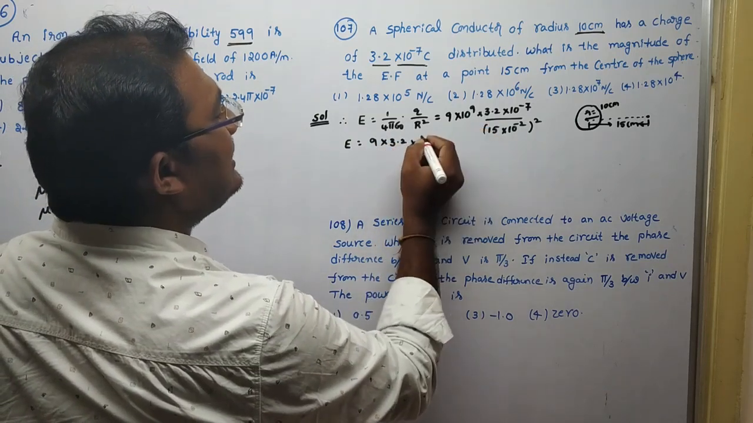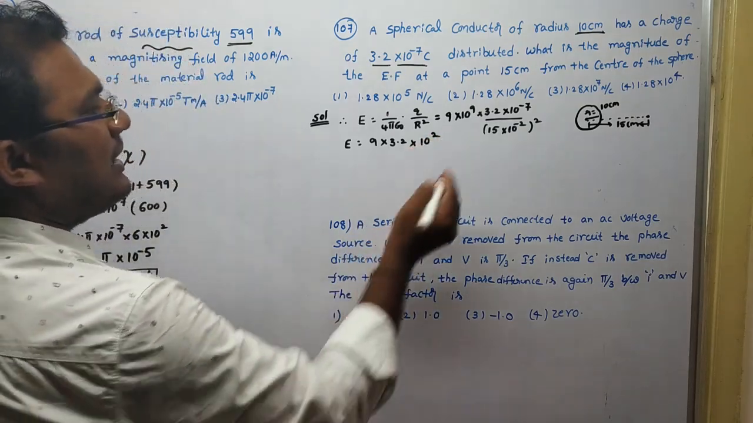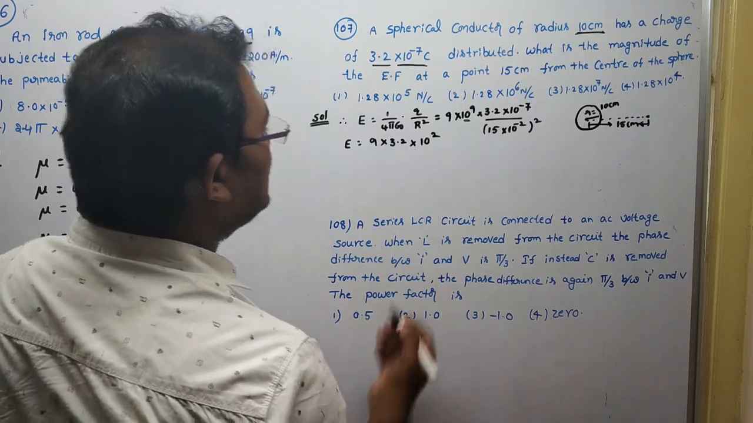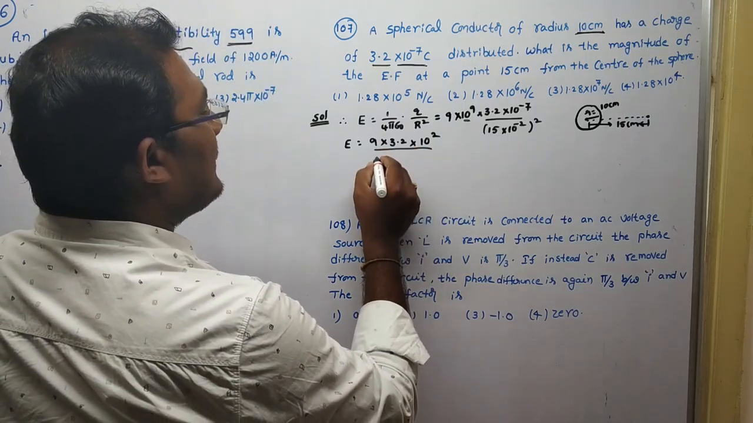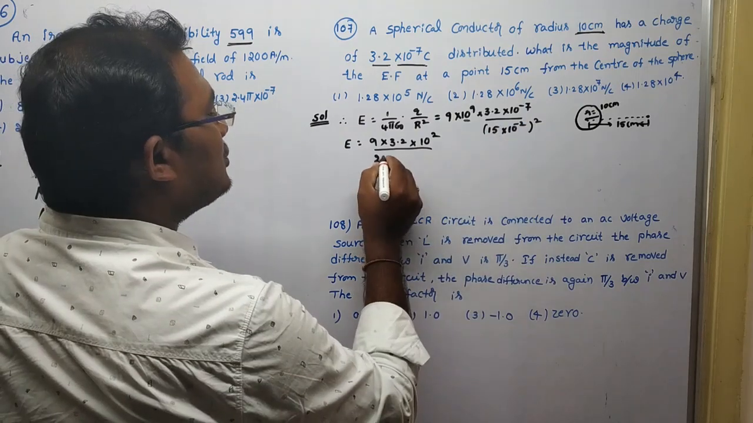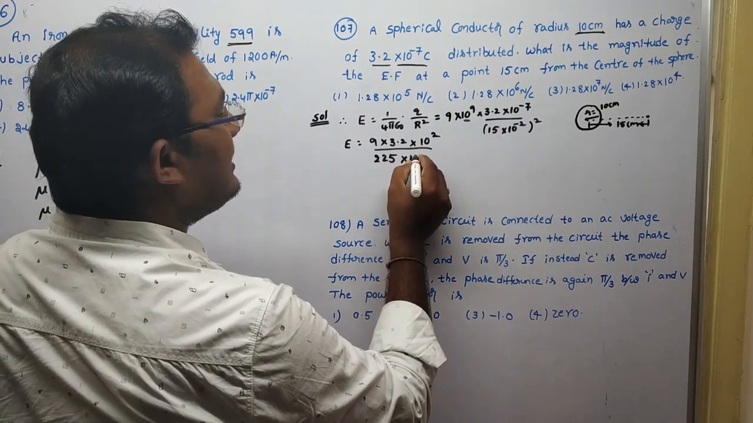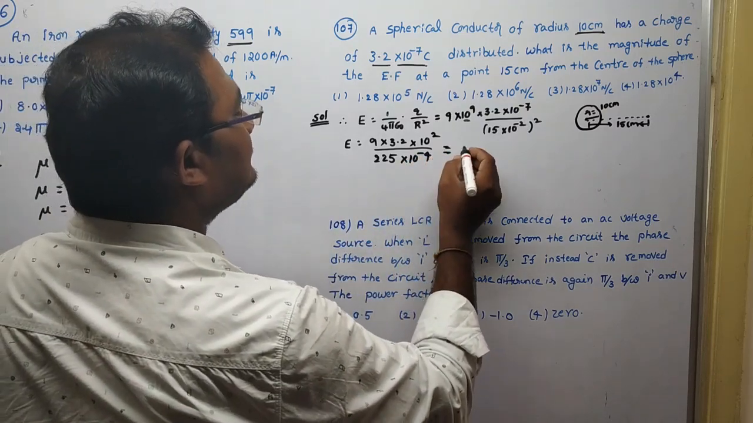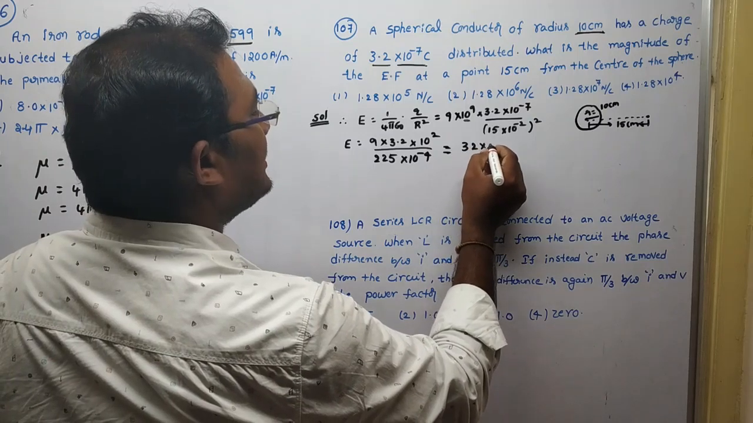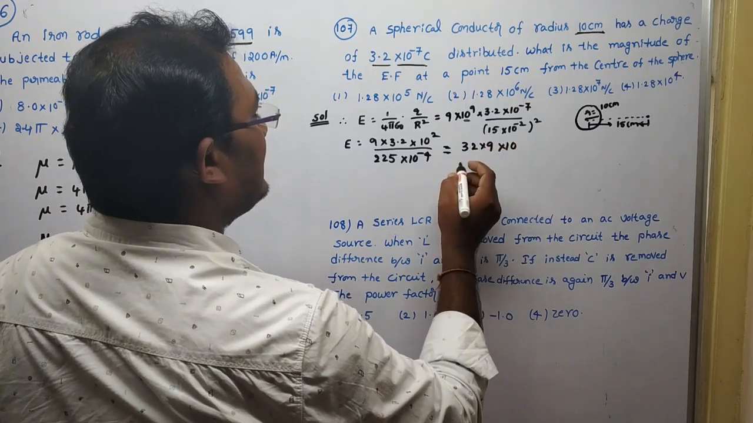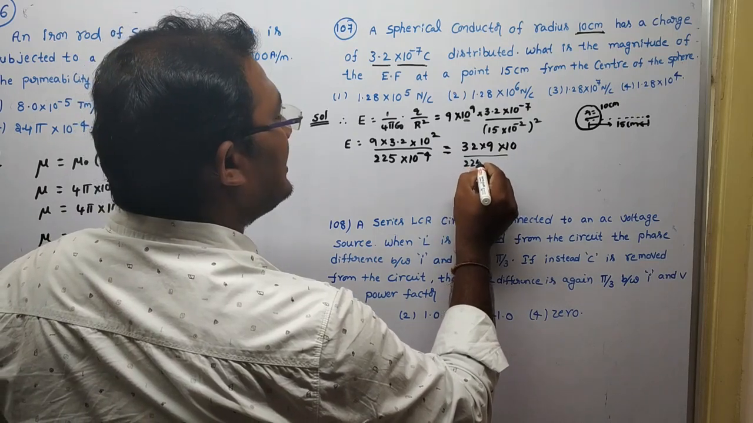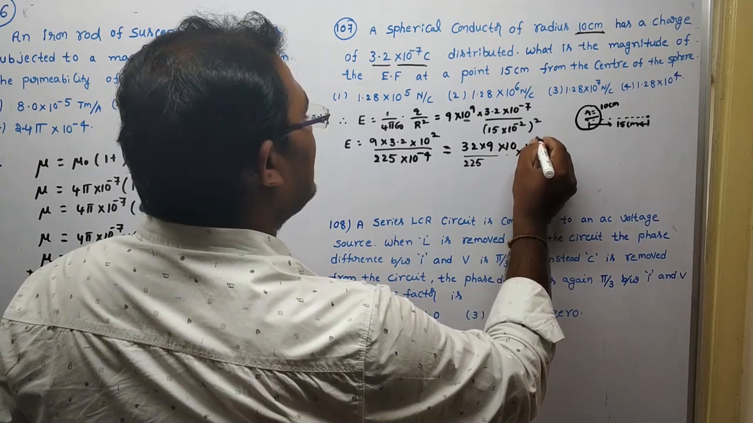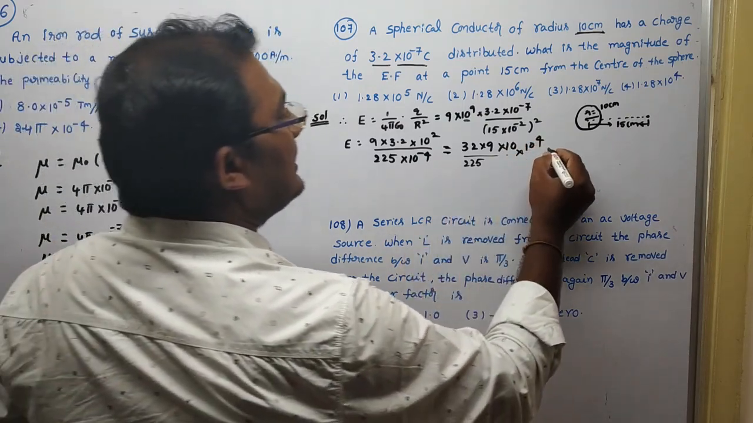Therefore, E equal to 9 into 3.2 into 10 power 2. Here bases are equal, so powers will be added. 9 minus 7 equal to 2, divided by 15 square equal to 225 into 10 power minus 4. That equal to 32 into 9 into 10 divided by 225 into 10 power 4.